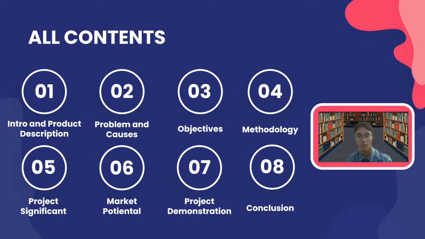Inside our presentation, there are 8 contents. The first one is the intro and the product description, and the next one is the problem and the causes. Then we move on to the objective for our project, then the methodology that we use, and the next one is the project significant. Next is the market potential of our project, then the demonstration of our project, and the last one is the conclusion. So now I will pass to my fellow group member in order to present the content inside our presentation.